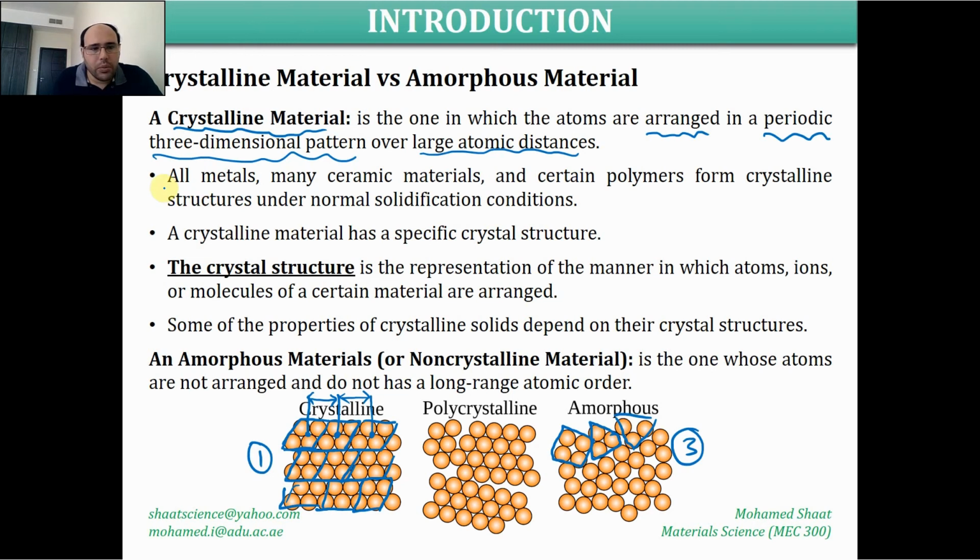Generally speaking, all metals, many of the ceramic materials, and a few types of polymers may form some crystalline or periodic structures. They may have some periodic structure, so they could be counted as crystalline materials under normal solidification conditions. Here we are talking about solids, in the normal case, under ambient conditions, which are atmospheric temperature and atmospheric pressure. In the normal case, all metals in general are crystalline.